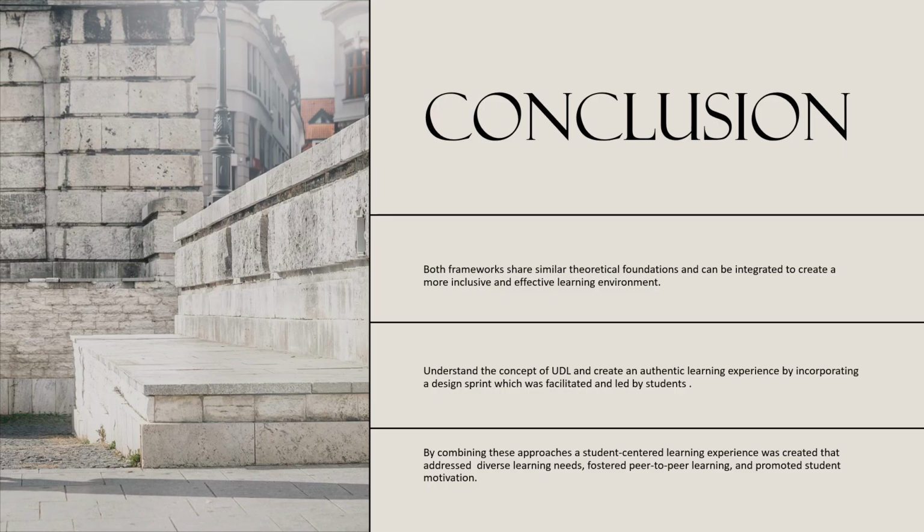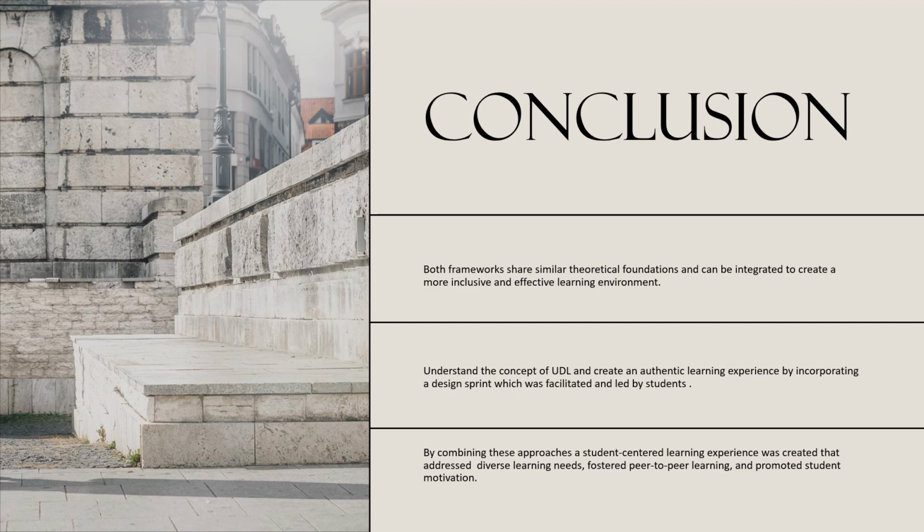In conclusion, design thinking and universal design for learning are two powerful approaches that can significantly impact student engagement and learning outcomes. They can promote peer-to-peer learning and foster motivation in educational settings. Design thinking is a problem-solving methodology that begins with empathy and encourages creative and collaborative thinking, while UDL is an educational framework that promotes inclusive and accessible learning environments for all students using empathy to understand learner needs and goals.